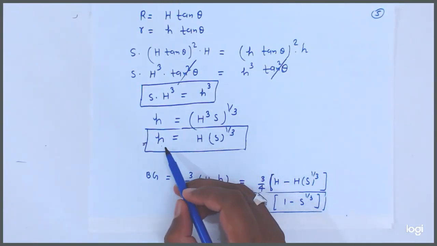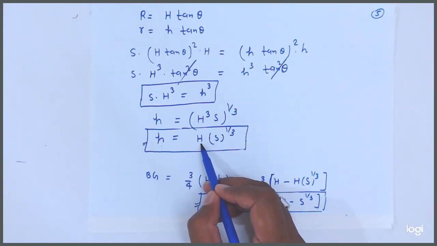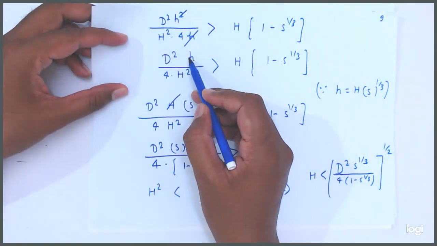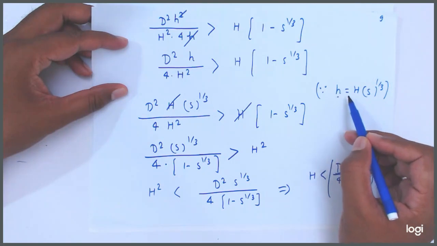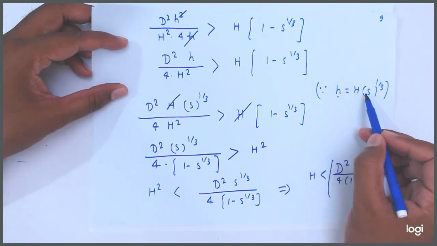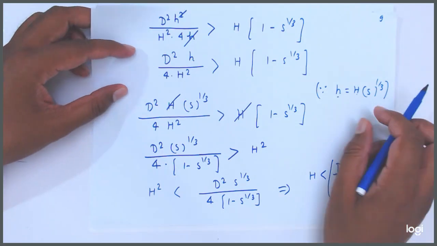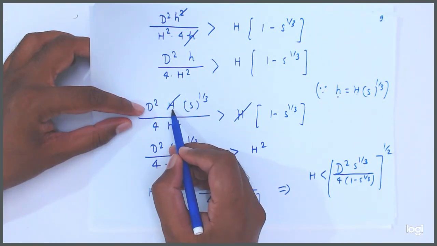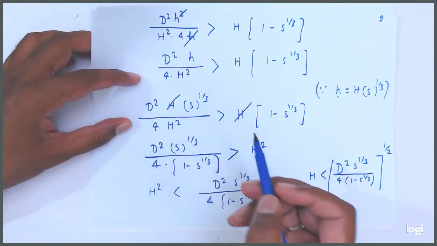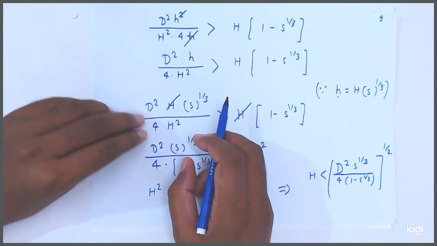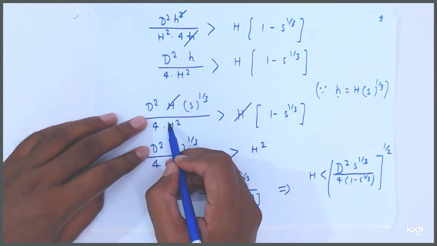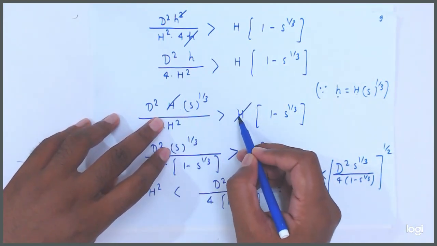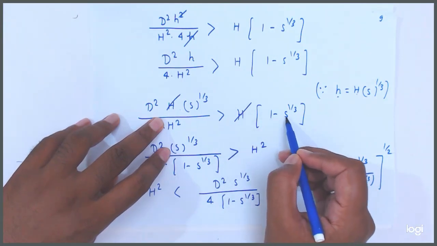Okay, here it is. Small h is equal to capital H into S to the power 1 by 3. So we will put it here in terms of capital H. We'll put the small h value equal to capital H into S to the power 1 by 3. Okay, all terms are same here, d square, 4 into capital H whole square. This term is the value of small h, so we'll put it here. It should be greater than capital H bracket 1 minus s to the power 1 by 3.